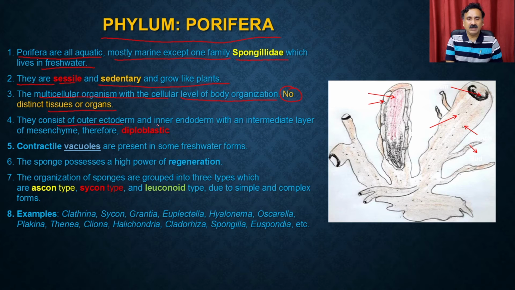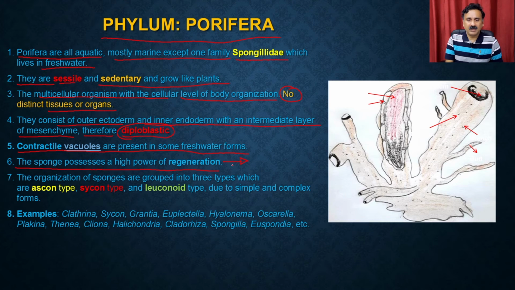They consist of the outer ectoderm and the inner endoderm with an intermediate layer of mesenchyme. Therefore, it is a diploblastic animal. They don't have the triple layer, they don't have the third layer, which is the mesoderm. Instead of that, they have a mesenchyme. Contractile vacuoles are present in some freshwater forms. The sponges possess a high degree of regeneration, which means even if you take a sponge and crush it, it has the ability to reorganize itself to produce a fully functional organism.